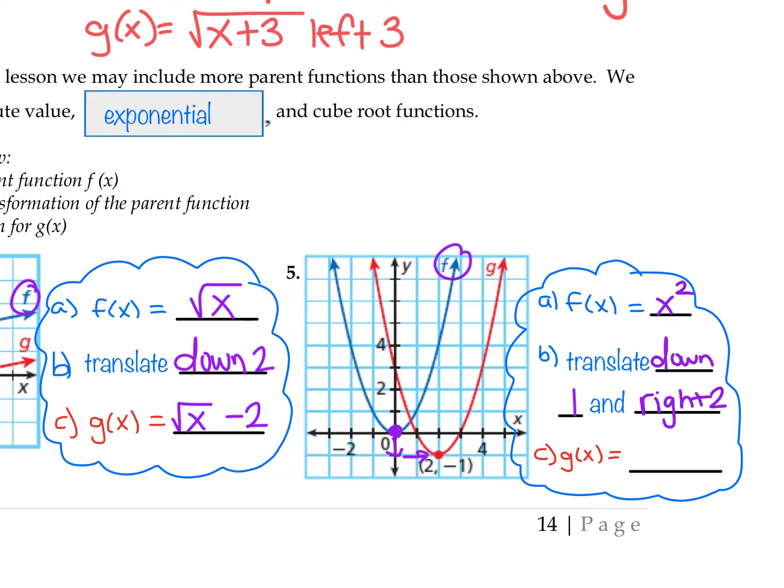So now my equation, if I am going down 1, that's going to be a minus 1 on the outside of the function. And then to the right, that's going to happen in parentheses directly to the x squared. So instead of x squared, it'll be x minus 2. Because remember, when it's inside parentheses with the x, it's like the opposite. And then we're going down 1, so minus 1.